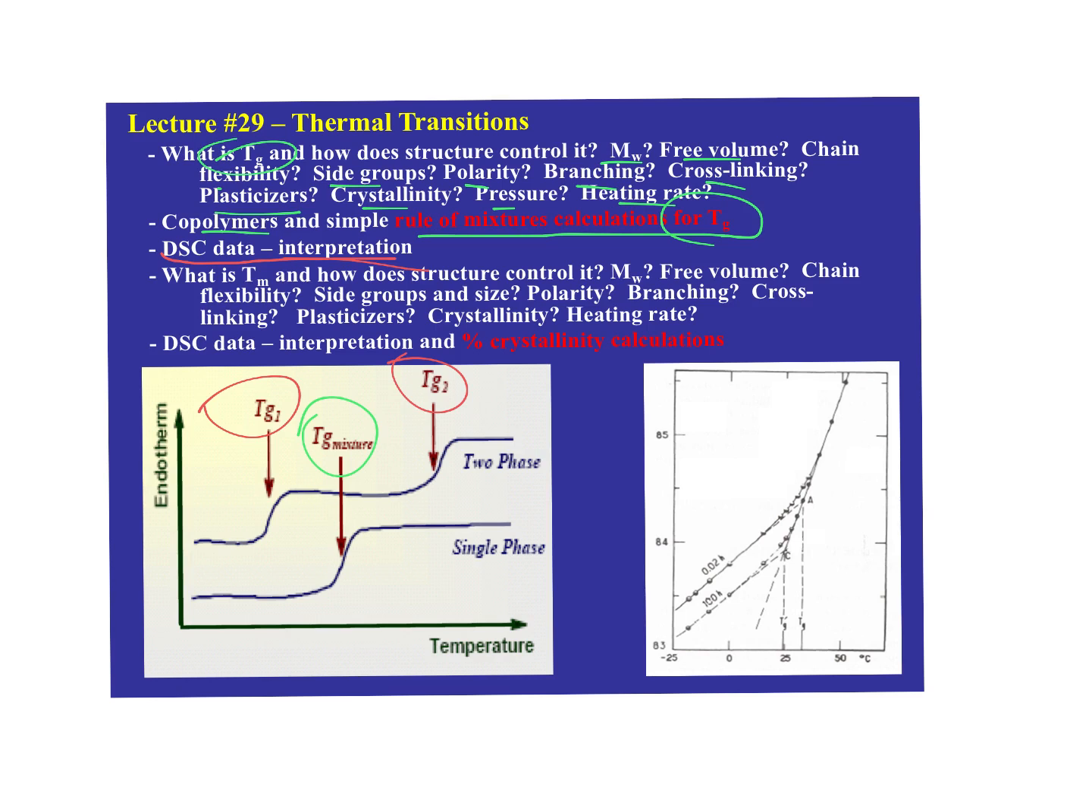And then, of course, if we talked about TG, we have to talk about TM. How does structure control that? Molecular weight, free volume, chain flexibility, side groups, polarity, branching, cross-linking, plasticizers, crystallinity, heating rate. All these things can make a difference in terms of what we experience in terms of the melting points for these systems. And again, it's going from, in this case, a solid to a liquid. And a lot of these factors can still be important as we go to being a liquid. And then also interpreting DSC data, and the percent crystallinity calculations, which are really simple once you walk through them once. All right.